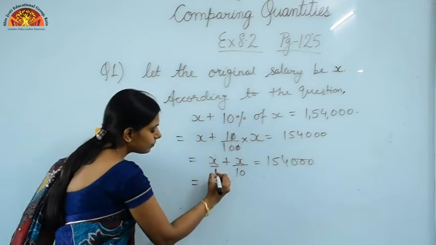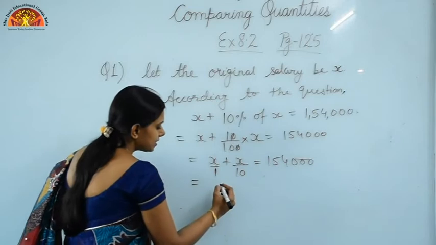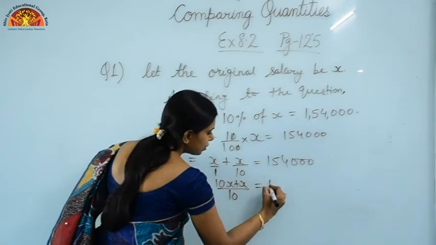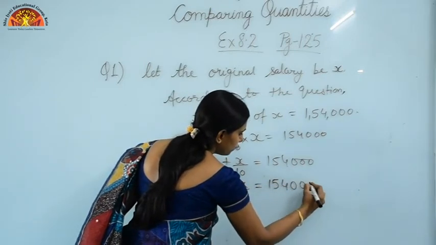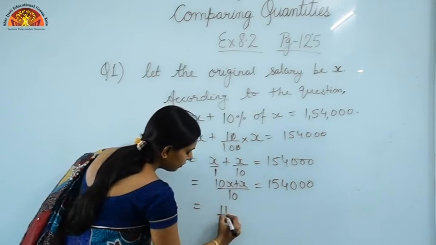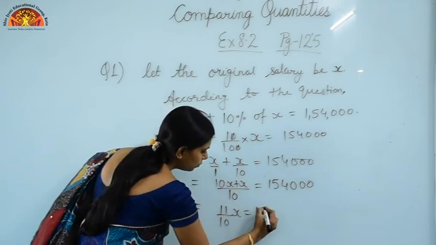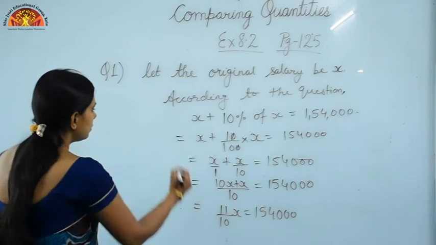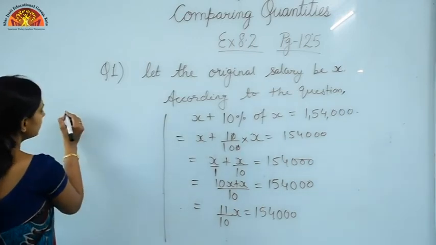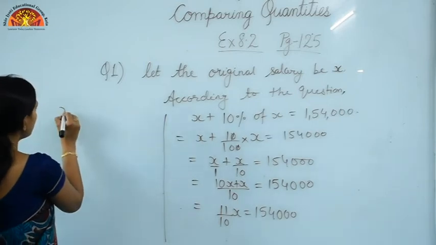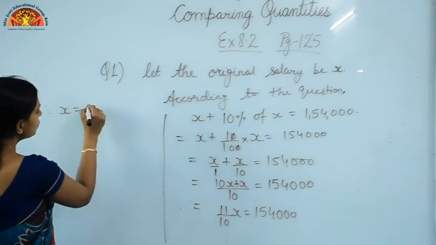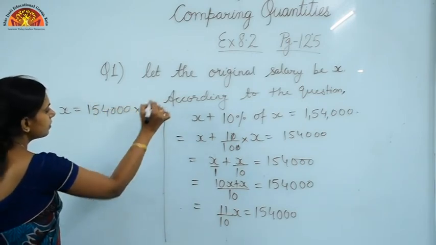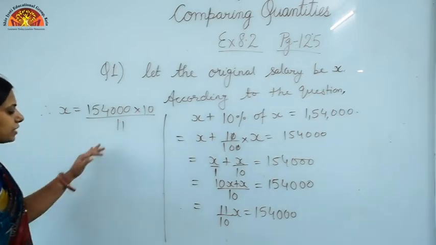Now you can just simplify it by taking the LCM. It is nothing but, here the default denominator is 1. So LCM is 10. So we can write 10x plus x, which is equal to 1,54,000. So 11 upon 10x is equal to 1,54,000. Now you can solve for the value of x. We can just do the cross multiplication. So x is equal to 1,54,000 into 10 upon 11.